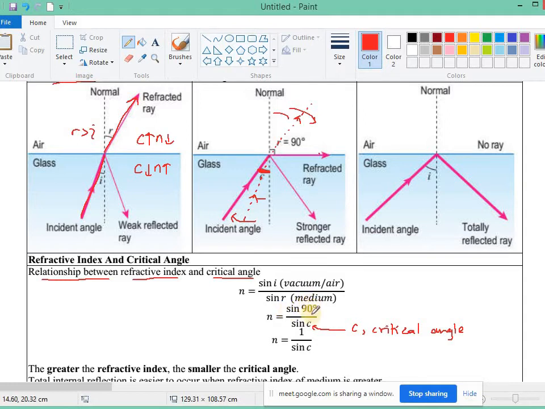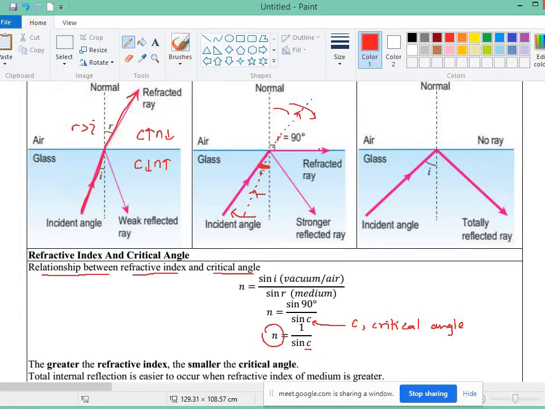So sine of the angle in vacuum or air over sine of the angle in the medium. The angle in vacuum or air is 90 degrees when the angle in the medium is the critical angle. So sine 90 degrees equals 1. That means we can calculate the refractive index if we know the critical angle: 1 over sine C gives the refractive index of the medium.